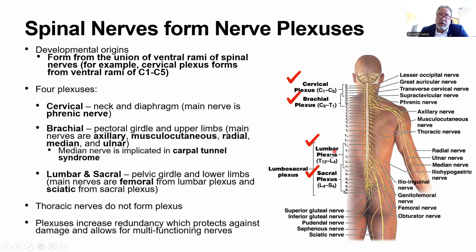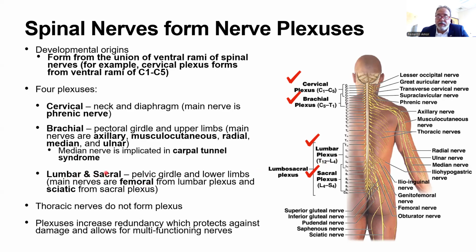The lumbar plexus is formed by the union of the ventral rami of thoracic spinal nerve 12, L1, L2, L3, and L4. Okay, so that is the lumbar plexus. The main peripheral nerve that receives contribution from the lumbar plexus is the femoral nerve, and that's the one that controls the quadriceps muscles, the extensors of your leg.